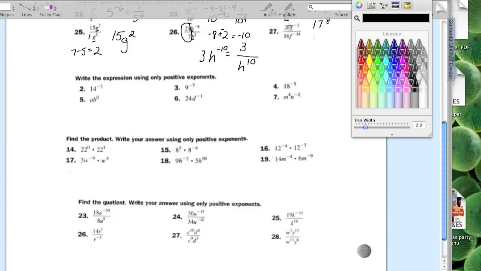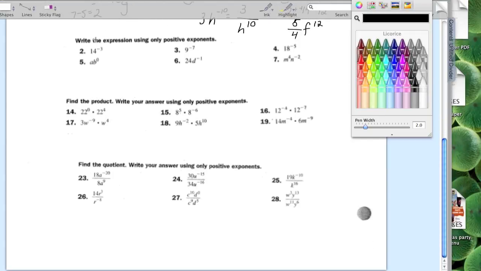Over here, 20 and 16 are coefficients, so I'm going to subtract negative 2 minus negative 14. That's really plus a positive, so I get 12. So now I have f to the 12th, and I can go back and simplify 20 over 16. Simplify, basically we're looking at all these coefficients, what goes into both of them. 4 goes into 20 5 times, 4 goes into 16 4 times, so your answer is 5/4 f to the 12th.